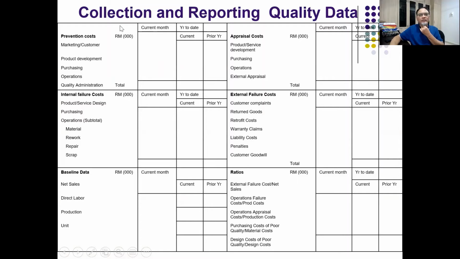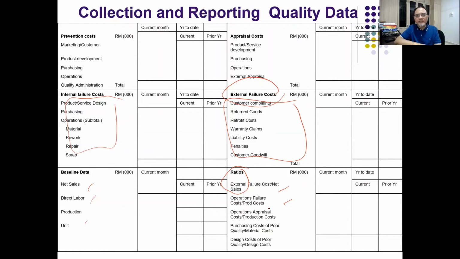This is an example of a form that can be developed and used in collecting and reporting quality data. These are the prevention costs, the current month, year to date, internal failure costs. If you don't have data on prevention costs, do it for failures. Failure costs, you can collect easily: internal failures, external failures. It must be a system, and you can do baseline data such as net sales, direct labor, production, and then finding ratios, such as external failure against net sales, or operation failure against production costs.